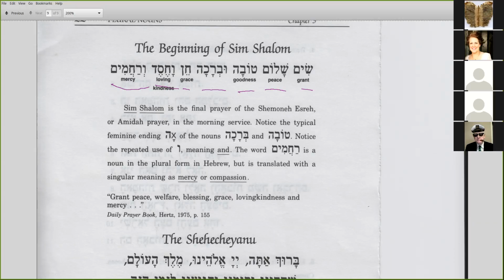So notice the Sim Shalom is the final prayer in a larger prayer called the Shemoneh Esrei, or Amidah prayer, in the morning service. Now, this is usually what traditional Jews are doing. We as Essenes, I believe, can take these elements and apply them to our own liturgy. That's primarily one of the reasons we're learning this. But notice grammatically the typical feminine ending, kametz hey, of the nouns bracha and tova.